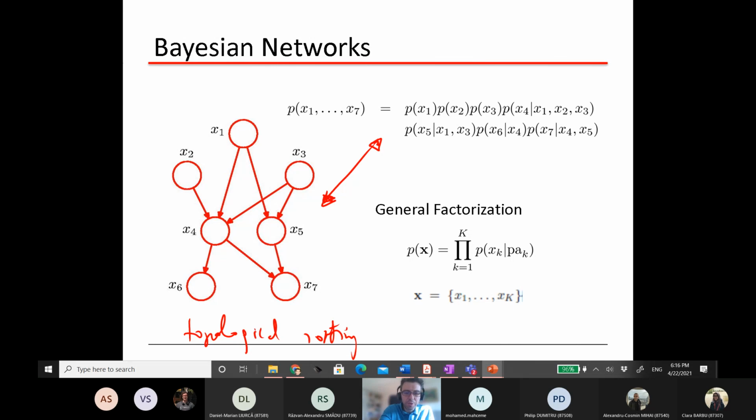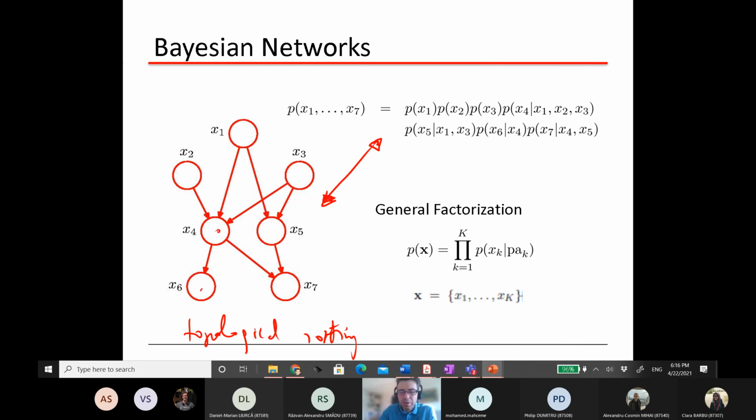So we start from the topological ordering, from the nodes that have no in edges. So P of x1 multiplied with P of x2 multiplied with P of x3. They are not conditioned on anything because they don't have in edges. And then in the topological order, x4 is conditioned on all the previous 3. x5 is conditioned on x1 and x3. And then we go to x6, conditioned on x4. So we take the edges, and x7 is conditioned on x4 and x5.